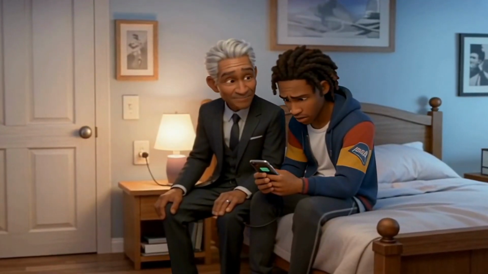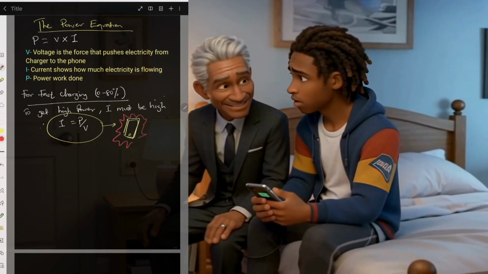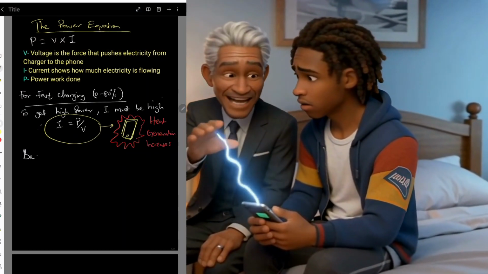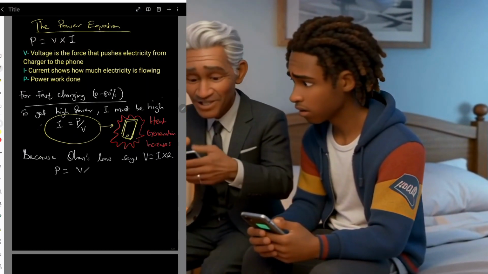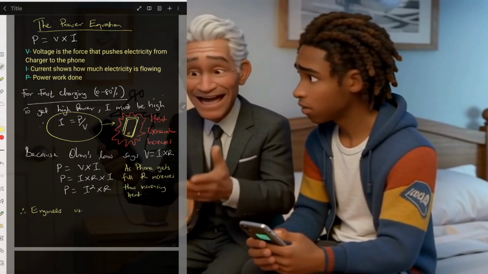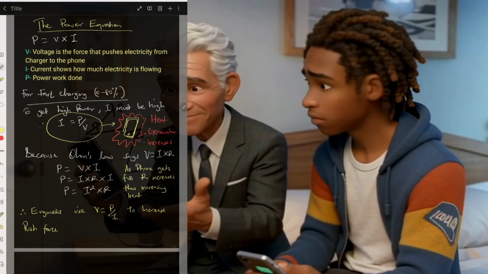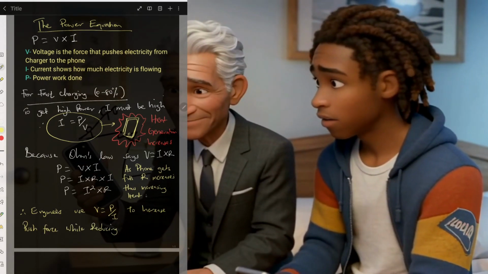Son, this is simply manipulation in algebra. Engineers want to maximize the power to charge your phone fast, but there's a catch: too much heat melts your battery. To fix this, engineers have to manipulate the equation. By rearranging the formula, engineers can increase the pressure while keeping the flow low enough to keep your phone cool.